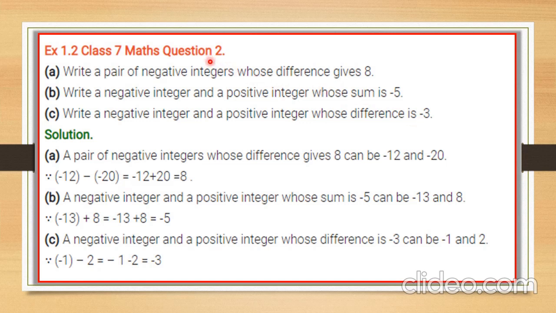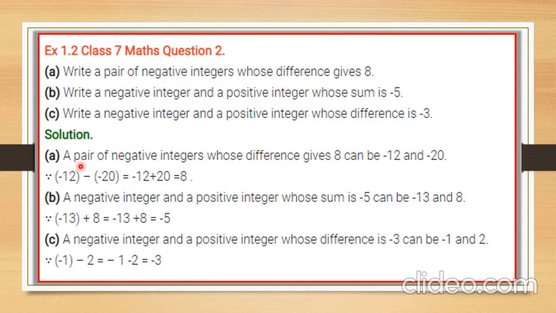So as we discussed in question number 1, the same way we have to find. There you were asked to write only a pair of integers. So a pair of integers means maybe positive, maybe negative. But here specifically it is told in the first question, write a pair of negative integers. It means we have to find two integers, both should be negative. And when we subtract these two, we should get 8.